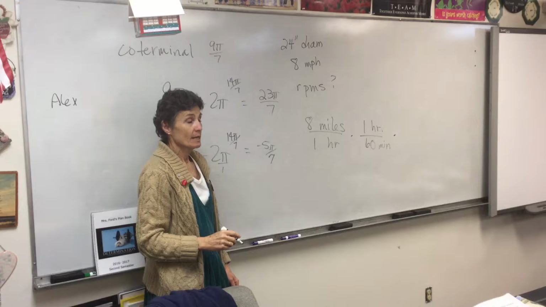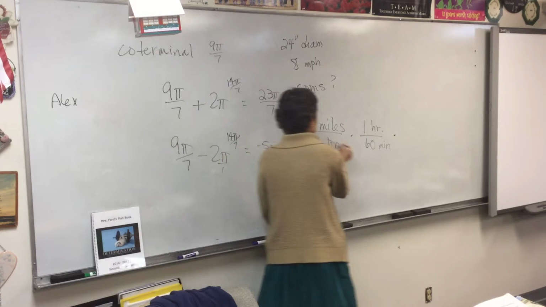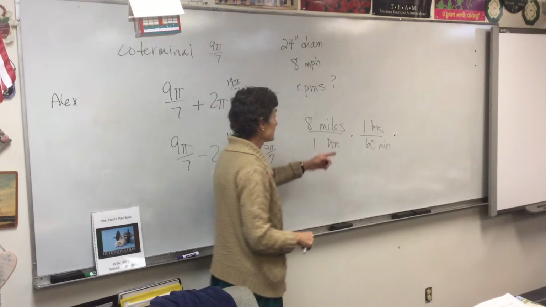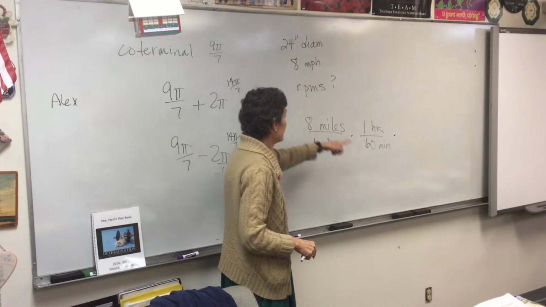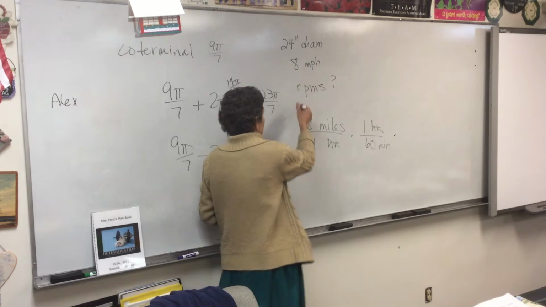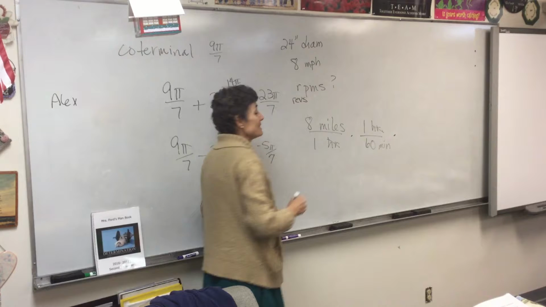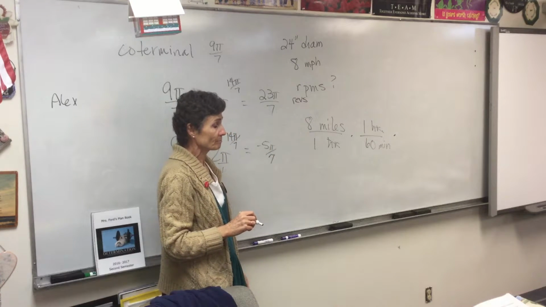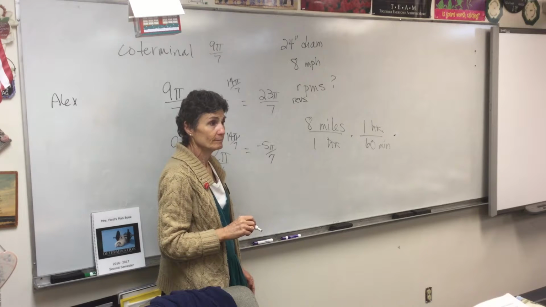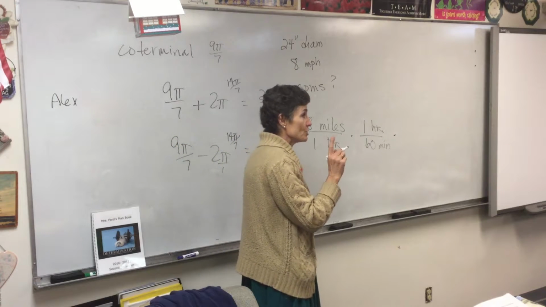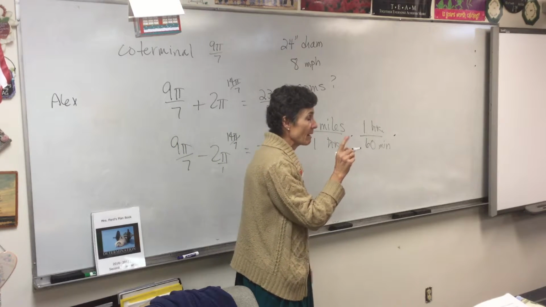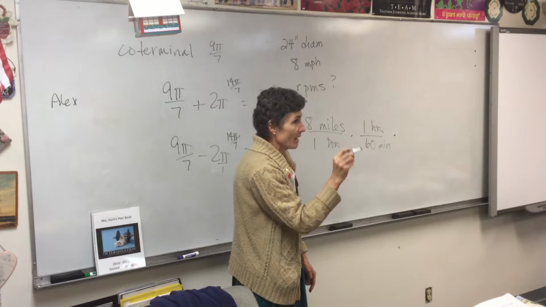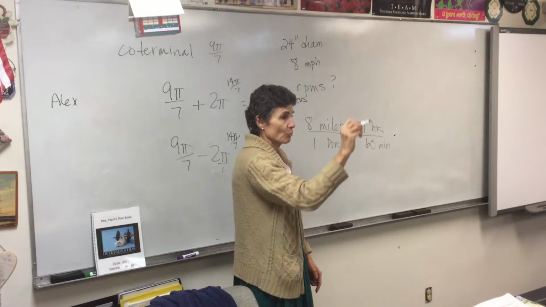Is that okay? And then now these are going to cancel. So now I've got at least per minute. I need to get to revolutions. This stands for revolutions. I need to somehow get from the diameter of the circle to a revolution. Now, I want you to think about what I just did. I said I need to get to revolutions.